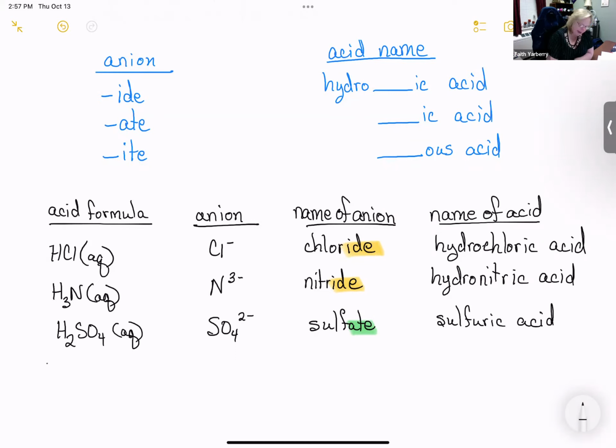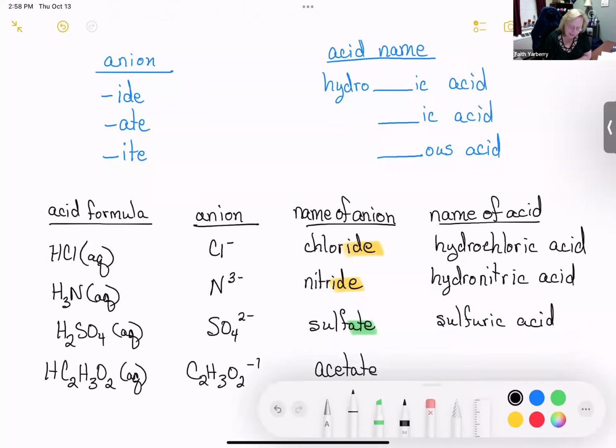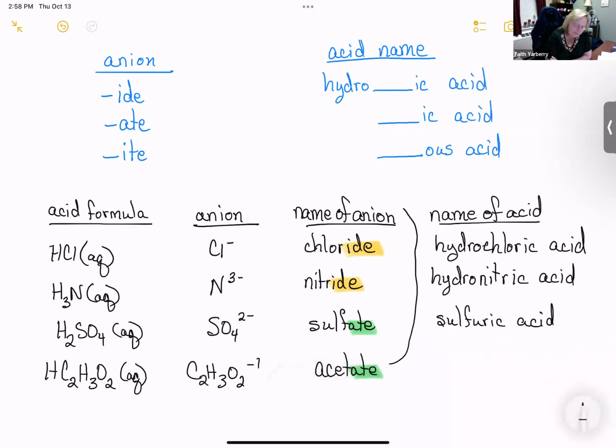We can do HC2H3O2 aqueous. The anion is going to be C2H3O2, and it'll be a -1 charge because there is 1 hydrogen. This anion is known as acetate. Because it ends in ATE, that means we're going to wind up calling it by the root with the ending ic acid. So that is acetic acid, which is the major component in vinegar.